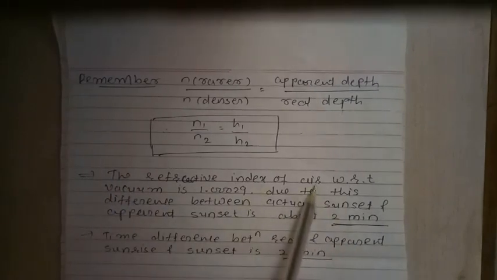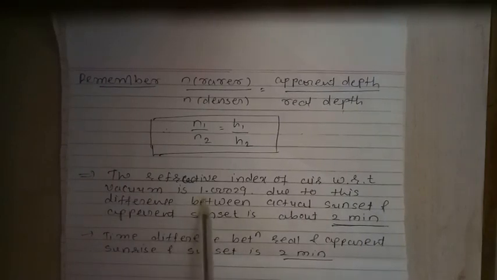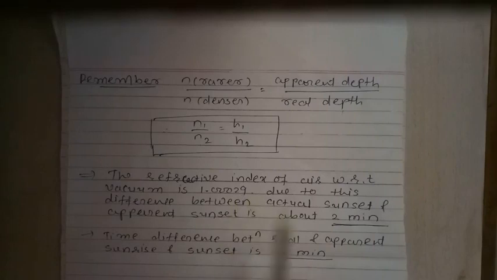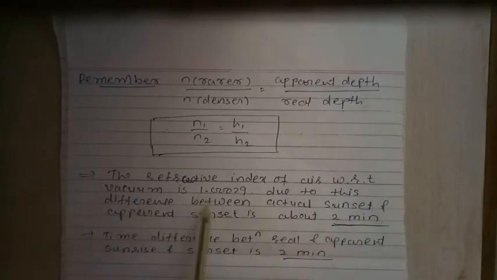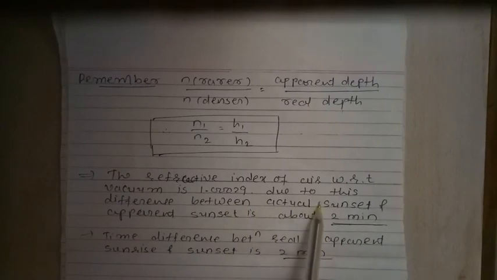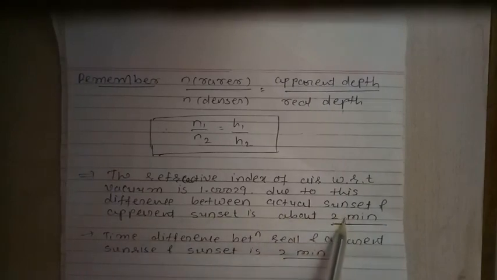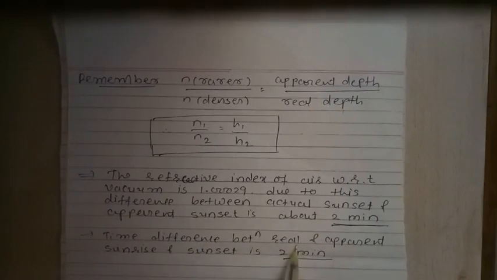And you have to remember the following two sentences. The refractive index of air with respect to vacuum is 1.00029. You have to remember this. Due to this, the difference between actual sunset and apparent sunset is about 2 minutes. So we can write that the time difference between real and apparent sunrise and sunset is 2 minutes, right? So the sun is visible a little before the actual sunrise until a little after the actual sunset. This is due to refraction, right?